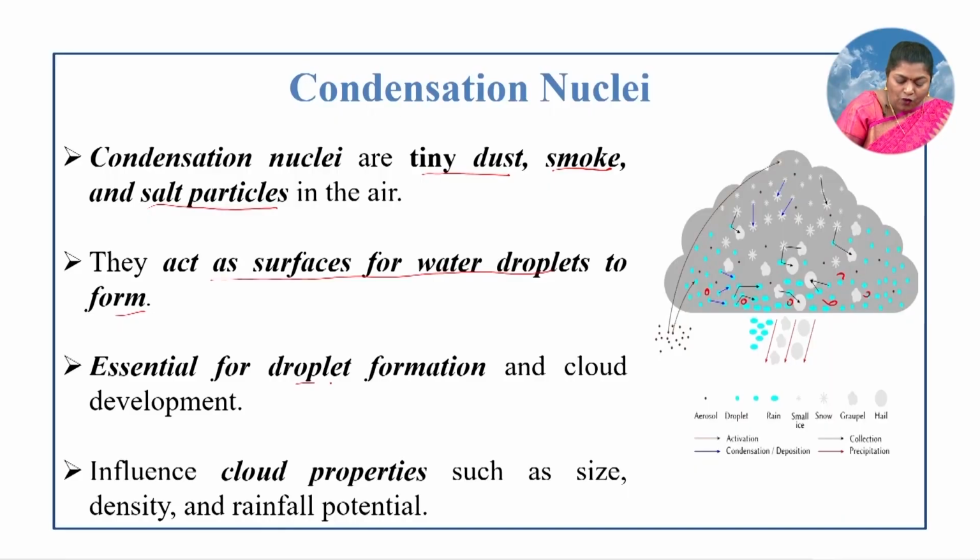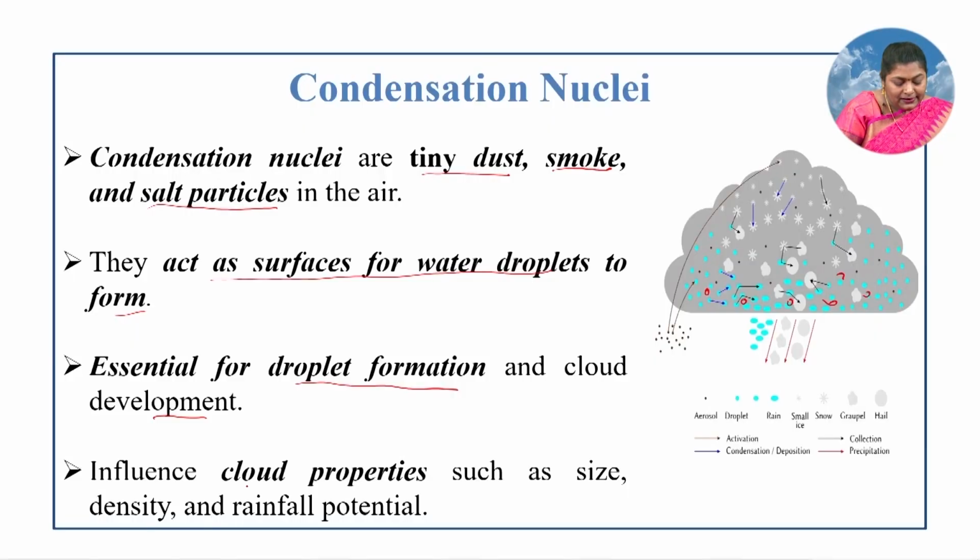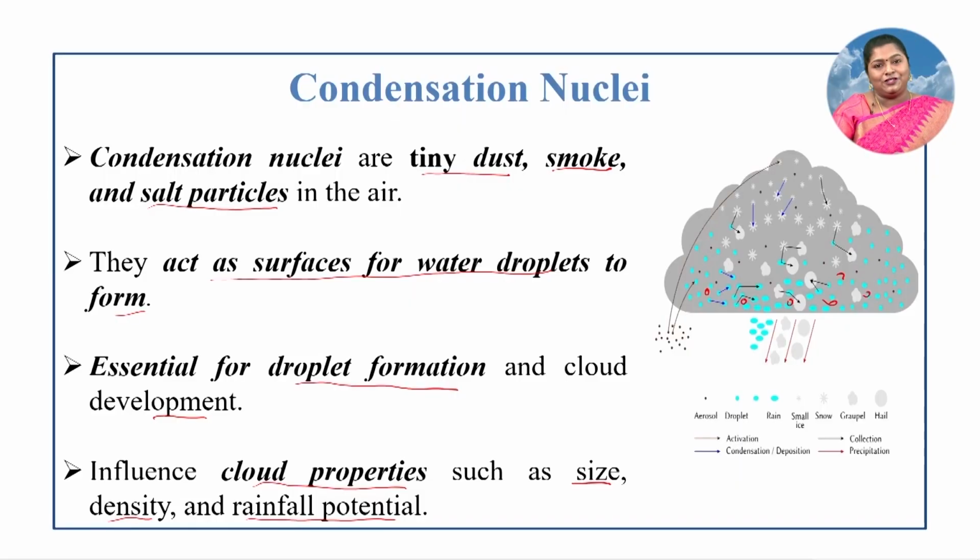The essential droplet formation and cloud development, it is most essential. The dust, smoke and sea salts, the particulate matter, are most important for cloud formation or development. It influences cloud properties such as size, density and rainfall potential. So based on the condensation nuclei, if they are smaller particles, the clouds will be very small. If it is a linear formation, the clouds will be frizzy. Based on the condensation nuclei, the size and density of the cloud is formed, which leads to rainfall also.